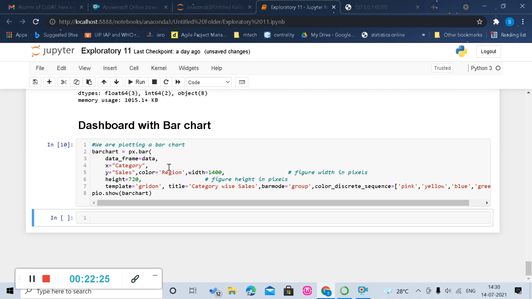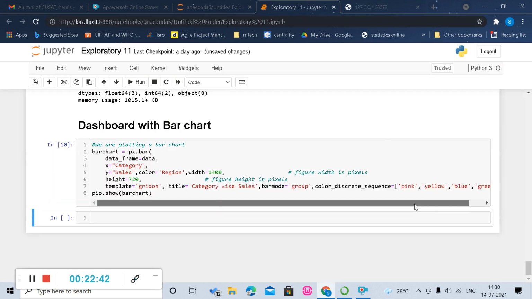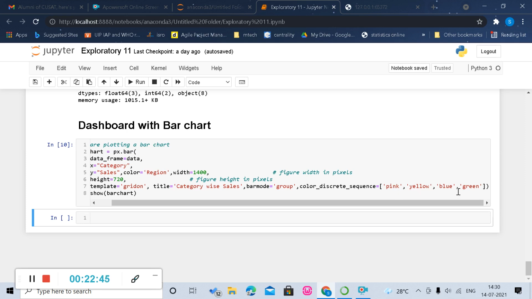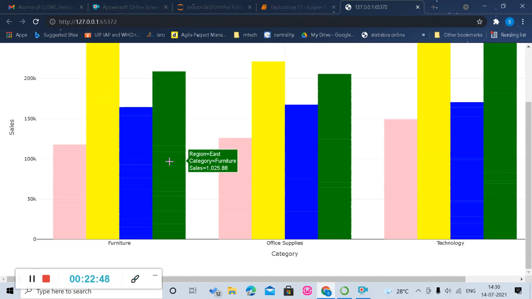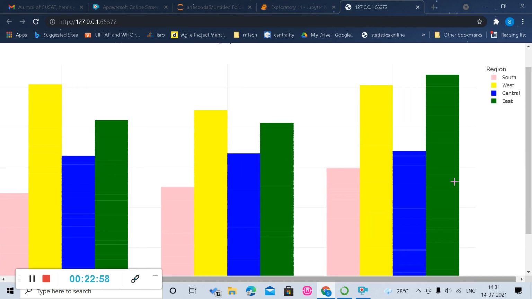Region means the four different regions, one by one, having different colors, and the colors I have assigned are pink, yellow, blue and green. That you can also see here. So likewise, for each category, how the sales go in the four different regions is plotted here. So that's the small representation of a dashboard.